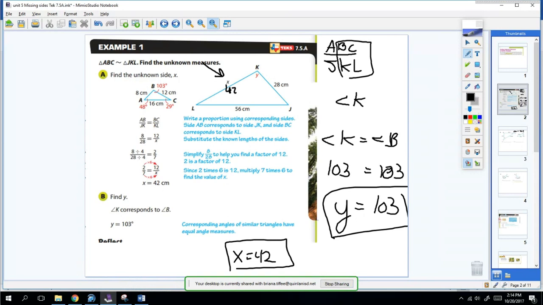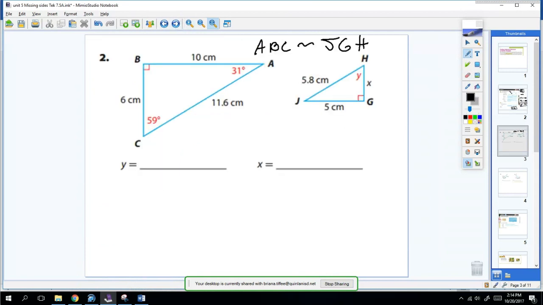All right, I know I did that fast and easy, but we're going to do another problem. We're going to do a couple problems, actually. So this is my next problem. I have triangle ABC is similar to JGH. You need to find your missing angle Y and your missing side X.